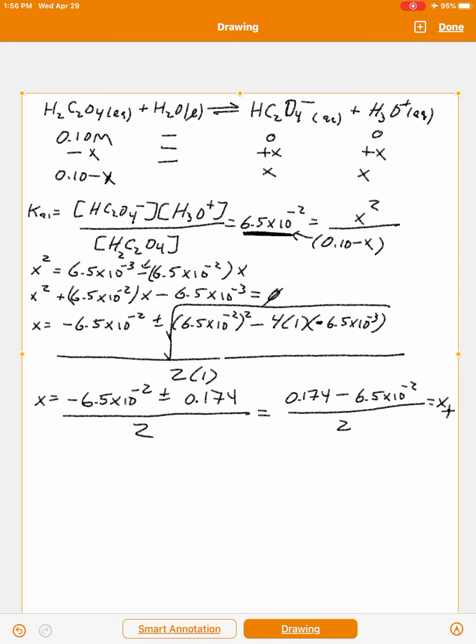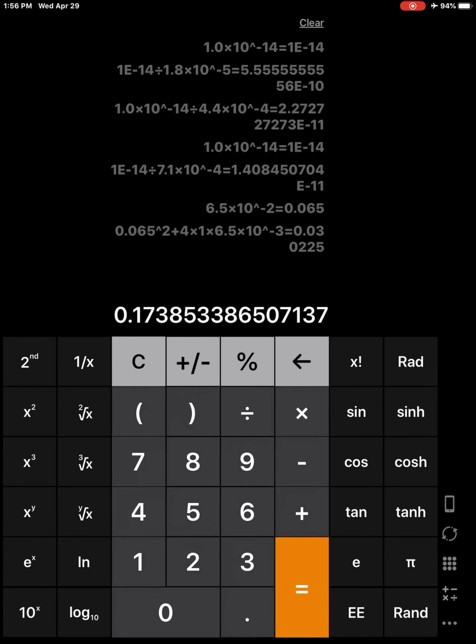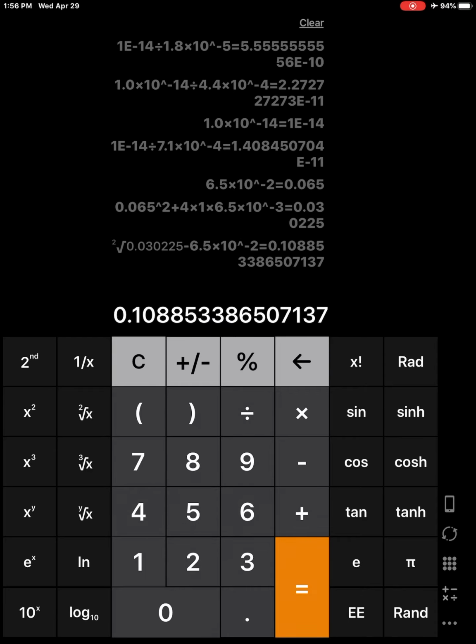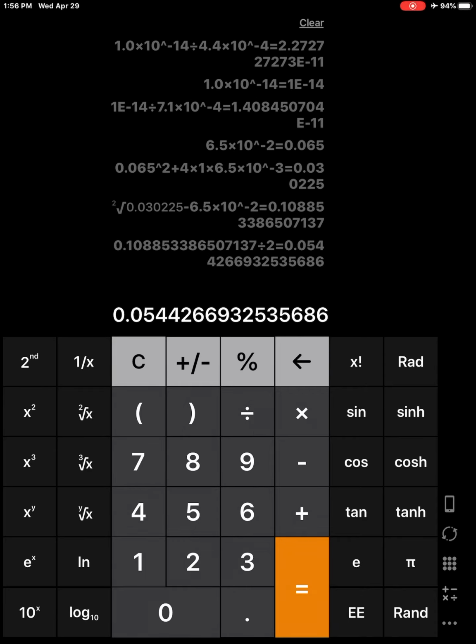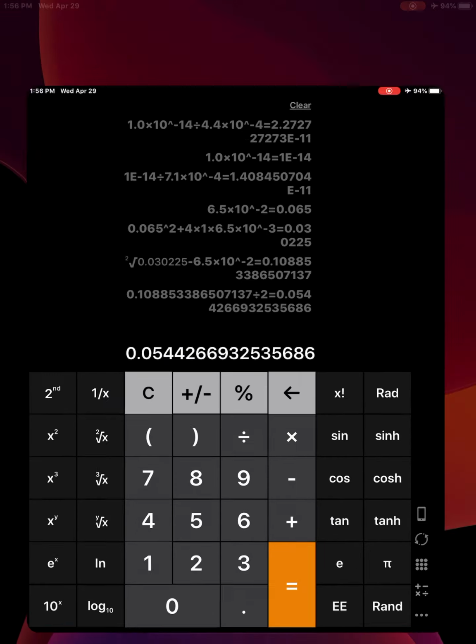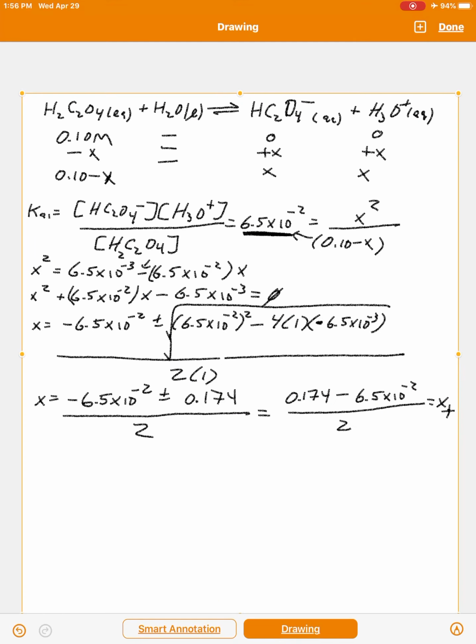So now, 0.174, which we already have in the calculator, we're going to subtract from that 6.5 times 10 to the minus 2, and then divide it by 2. So minus 6.5 times 10 to the minus 2, and then divide it by 2. That's 0.054. It's actually 0.0544. I'll leave an extra sig fig in there. So we figured out what x is, okay?